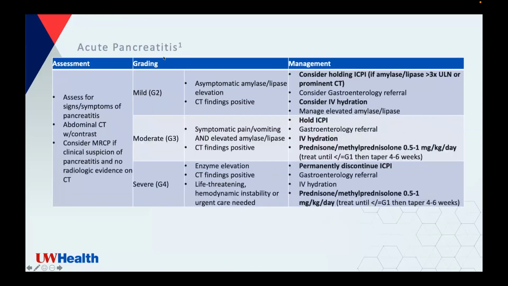So with the workup for acute pancreatitis, if they're asymptomatic, but the CT finds that they do have acute pancreatitis, we can consider holding, depending on the elevation of the amylase and lipase at that point, and also considering IV hydration. Now, if the patient starts to become symptomatic, we're going to hold the ICPI, continue with IV hydration, and add in prednisone or methylpred 0.5 to 1 mg per kg per day, treating until we hit the lower G1 and then tapering over 4 to 6 weeks.